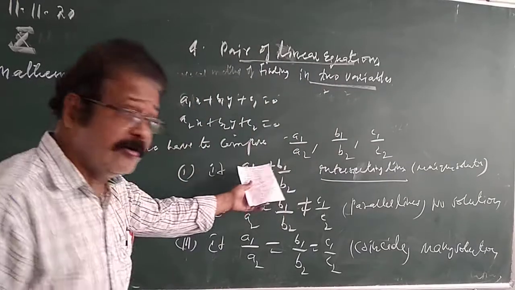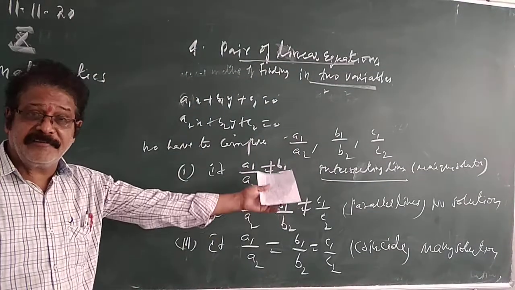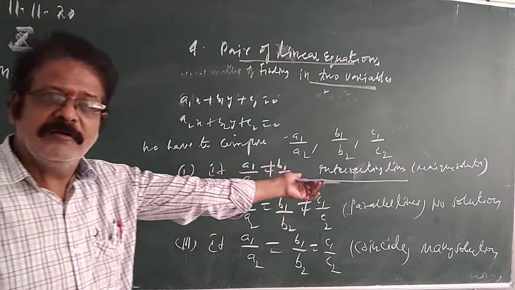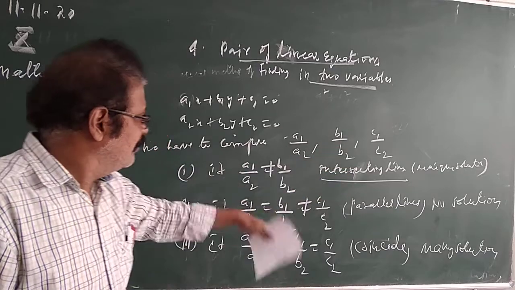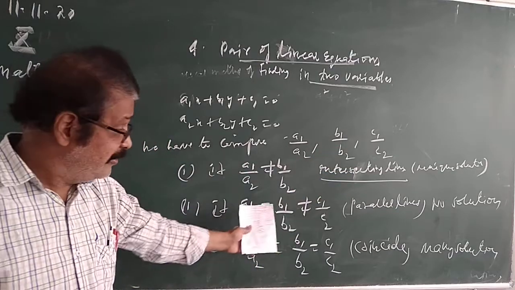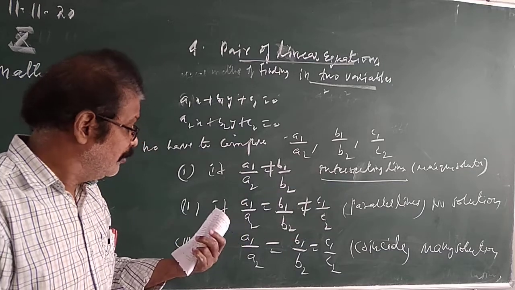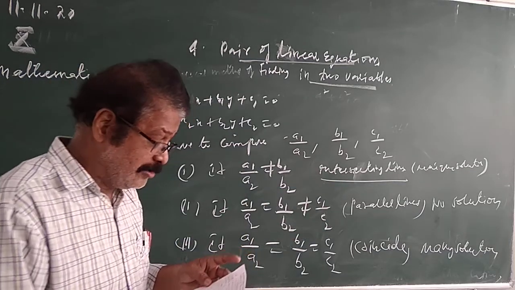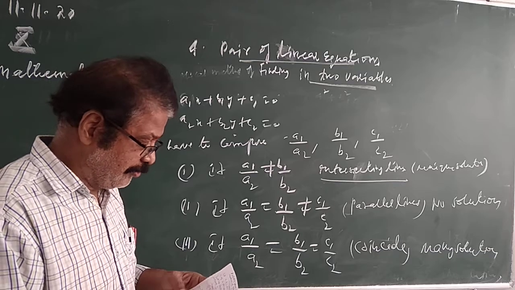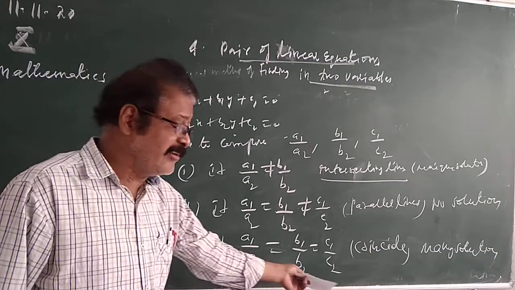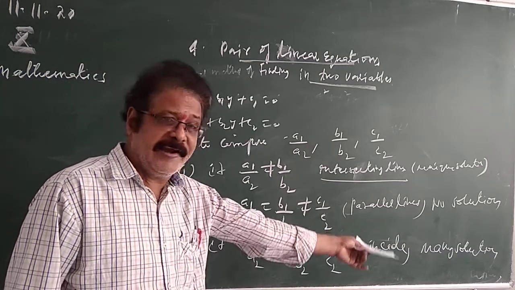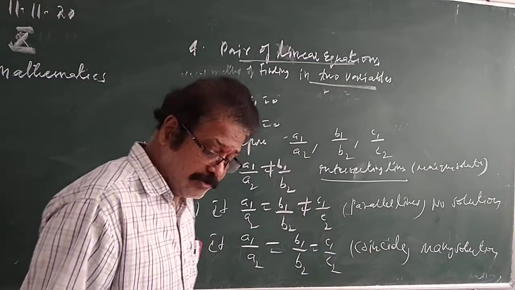If A1 by A2 is not equal to B1 by B2, they are intersecting lines, they have a unique solution. And if A1 by A2 is equal to B1 by B2 is not equal to C1 by C2, they are parallel lines. No solution. If all ratios are the same, they are coincident lines. They have many solutions.